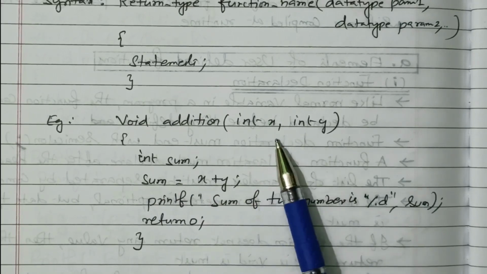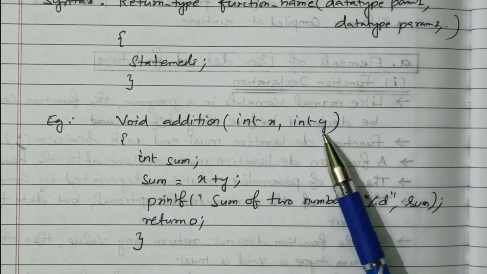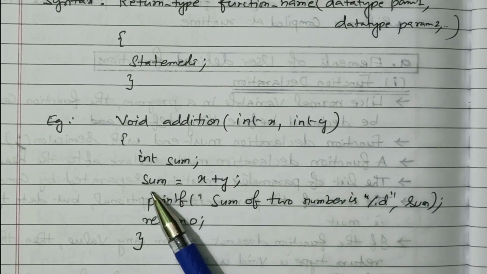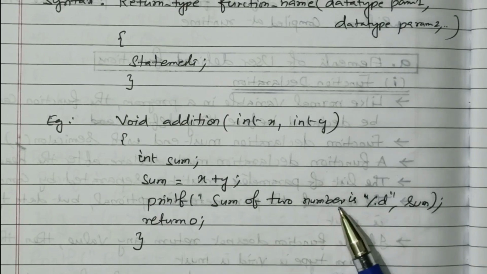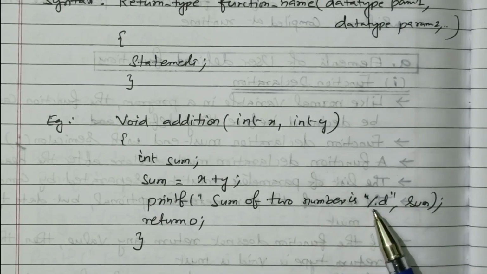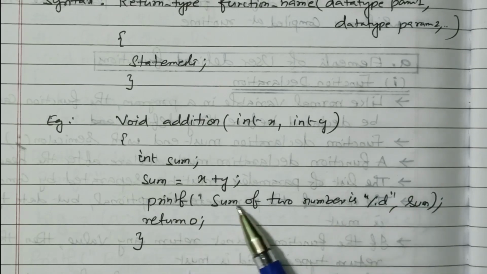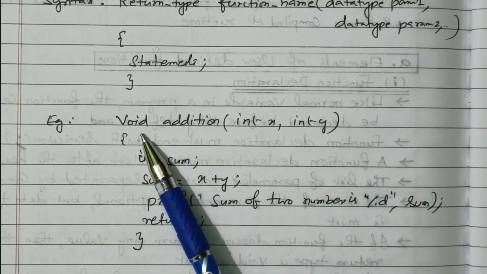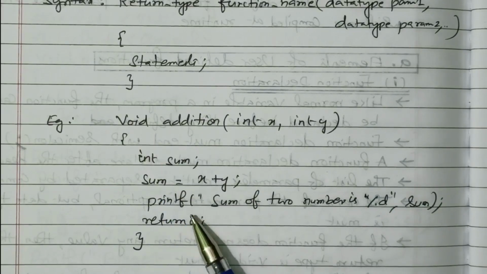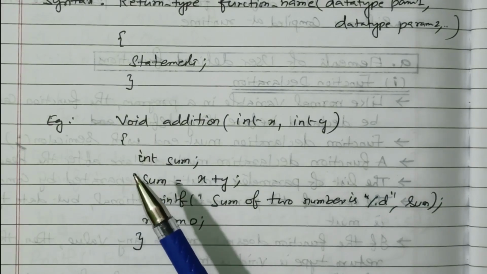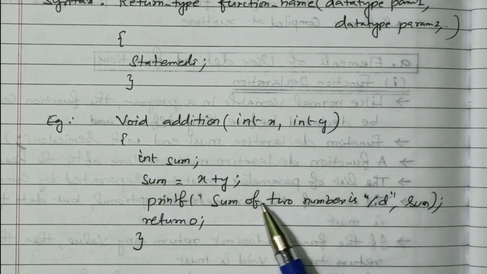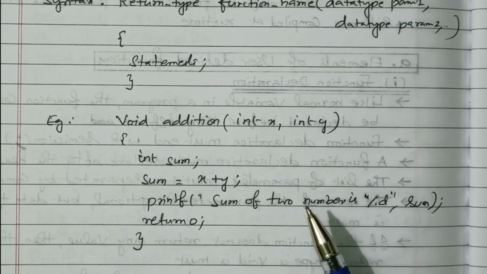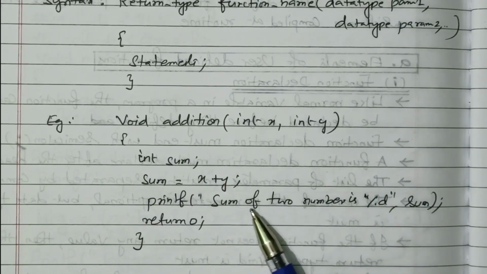We are adding these two values. What we got from the main program, x and y, is added and stored in the parameter sum. Now we can print this value. Sum of two numbers is percentage d, sum. It is an integer, so percentage d sum. So the answer is printed here itself because no value is returned. Suppose this function returns a value, then we can return the value to the main program and print this answer in the main program. That is another type. We are not having any return here, so the answer is printed here itself, and we specify return equal to 0, then close the parenthesis.